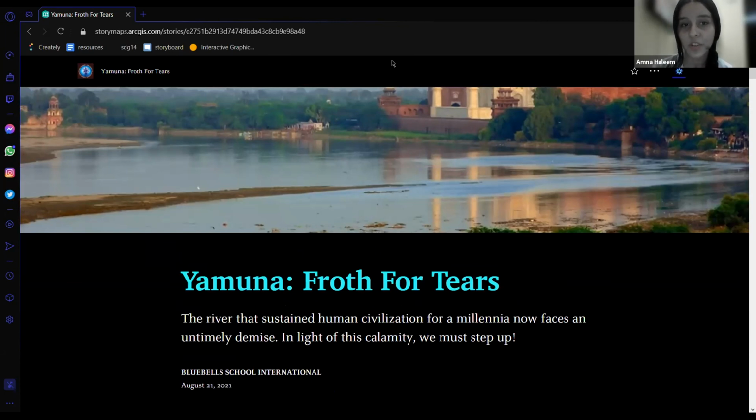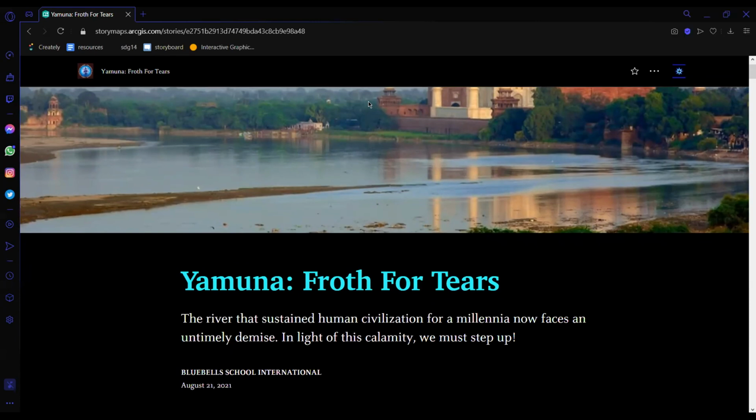A very good morning to one and all present here. Today, we have been given the opportunity to be a part of this esteemed Eco-Ambassador project. The Sustainable Development Goals are a collection of 17 interlinked global goals that are designed to be a blueprint to achieve a better, more sustainable future for all. The SDGs were set up in 2015 by the United Nations General Assembly. As a part of the project, we delve deeper into the 14th goal of sustainable development, life below water, and chose our topic to be Yamuna, Froth for Tears. Now I would like to hand over to my teammate, Parth, for further proceedings.